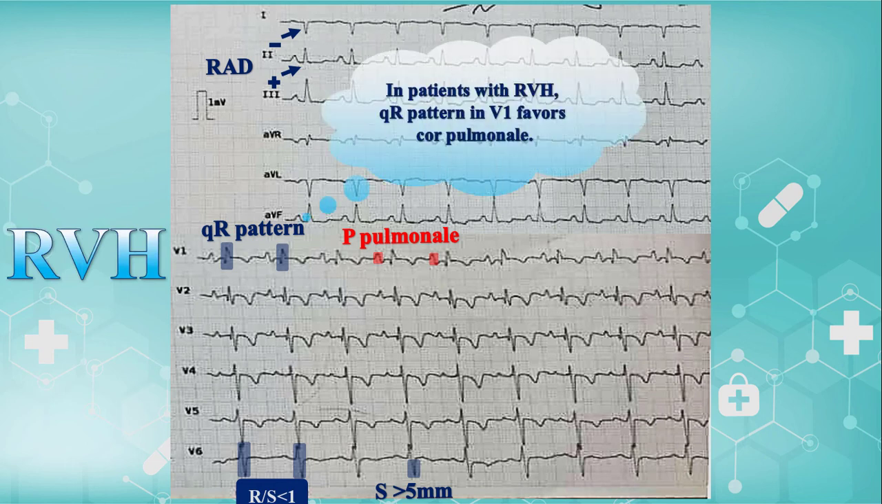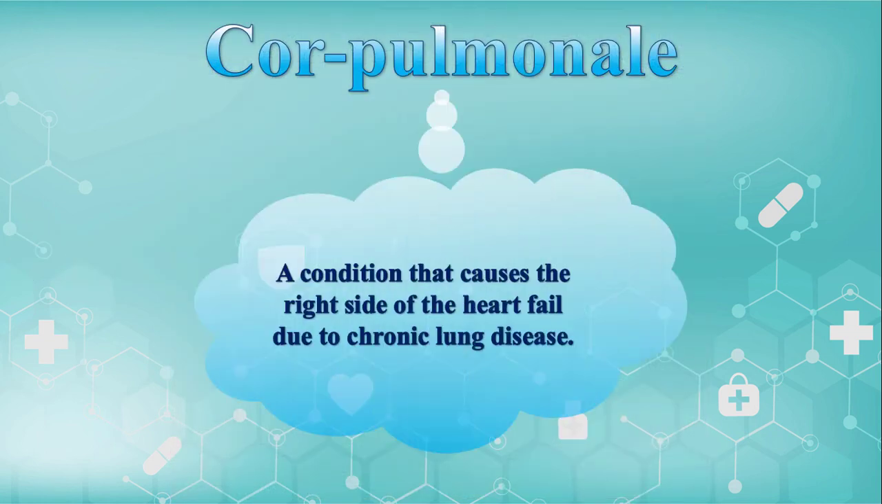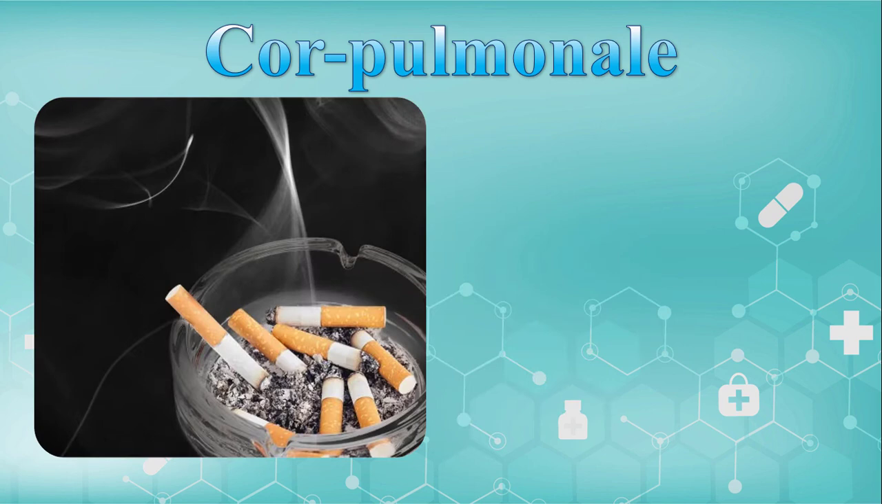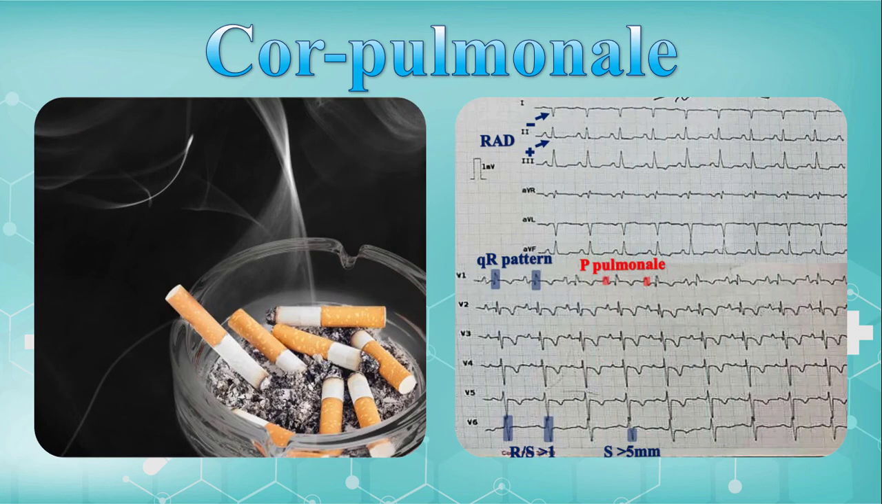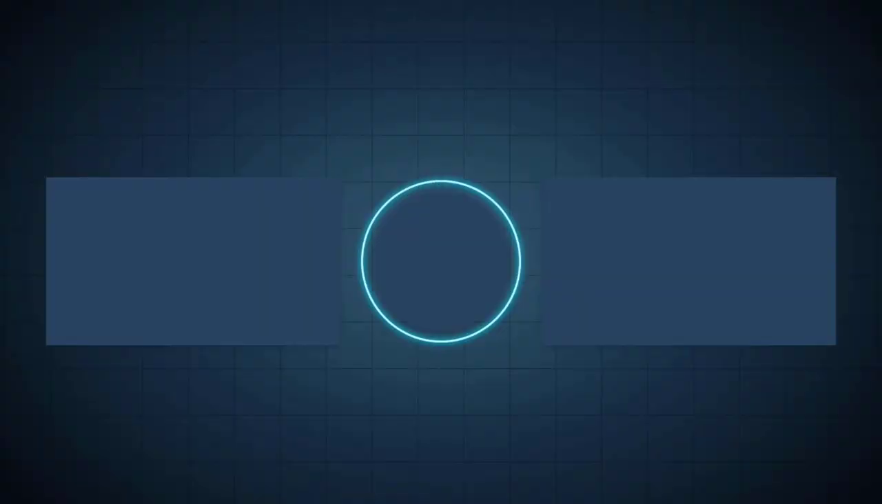Note that, in patients with RVH, QR pattern in V1 favors cor-pulmonale. Cor-pulmonale is a condition that causes the right side of the heart to fail due to chronic lung disease. So, according to patient's medical history and EKG findings, our patient is suffering from cor-pulmonale, possibly due to COPD and long-standing smoking.